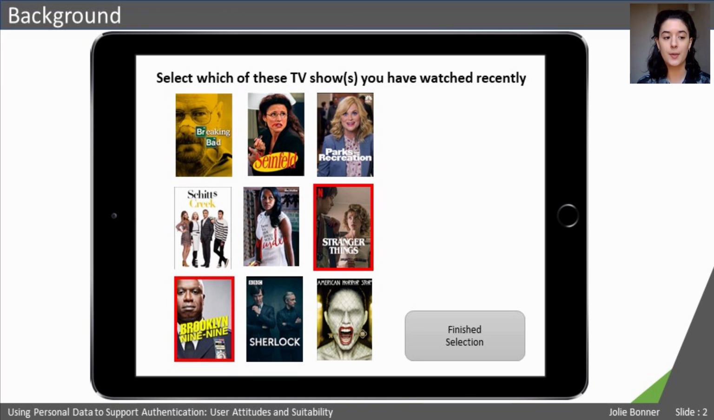Use of a more dynamic personal authentication question could mitigate these issues. For example, asking a user, what's the most recent TV show you watched on Netflix, is much more changeable than what's your favorite TV show. To give an example of what an authentication scheme that implements this type of dynamic question could look like, I show here a 3x3 grid of potential TV shows, and the user is asked to select which of these is their most recent TV show or shows.